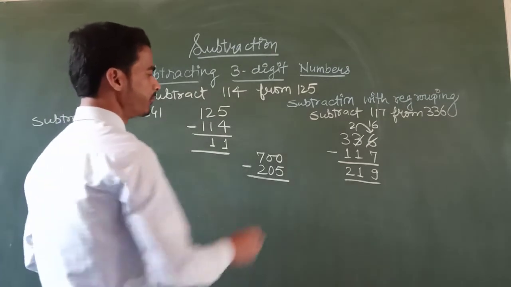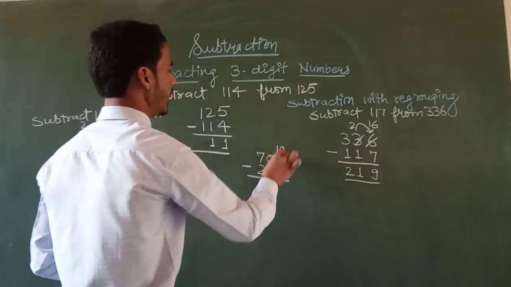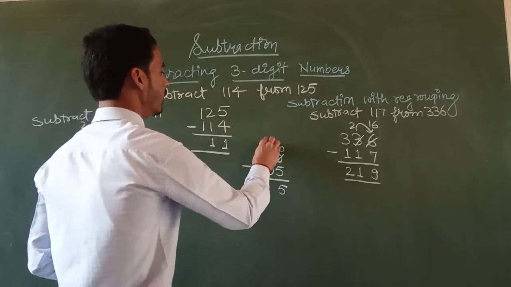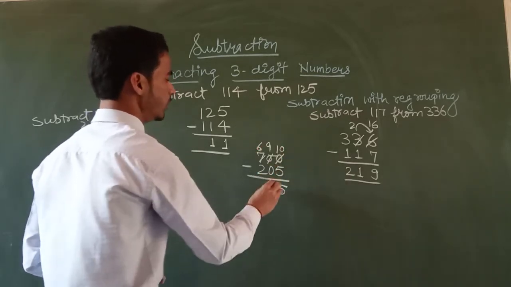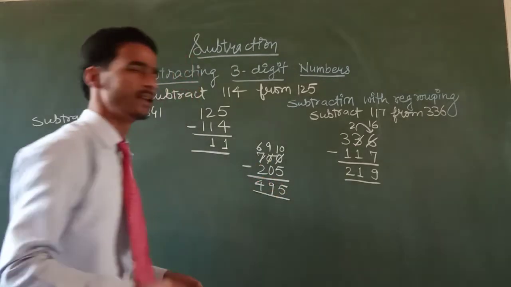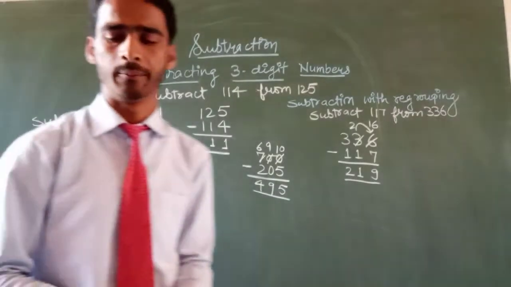10 minus 5, that is 5. And here will be 9. And here will be 6. 9 minus 0, that is 9. And 6 minus 2, that is 4. So that is 495. Okay.